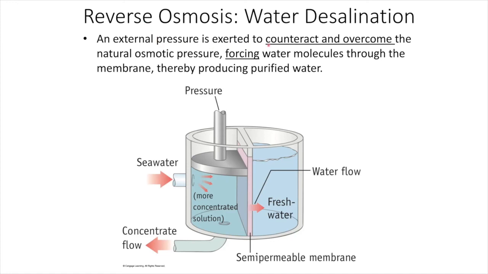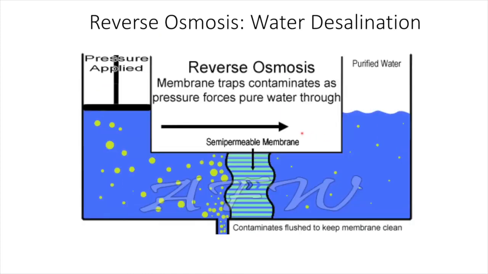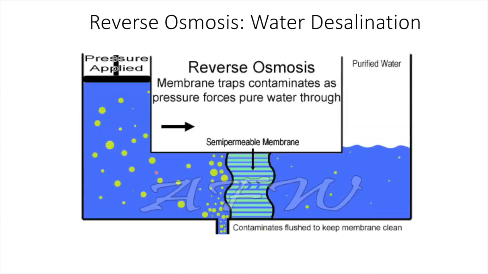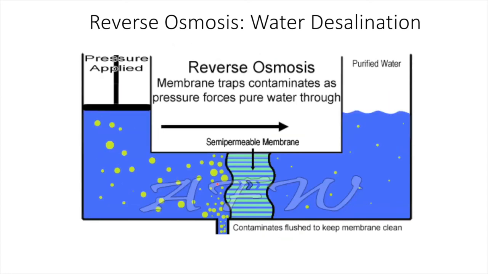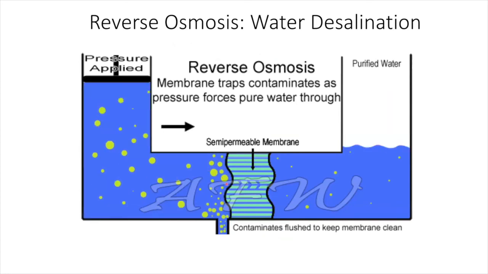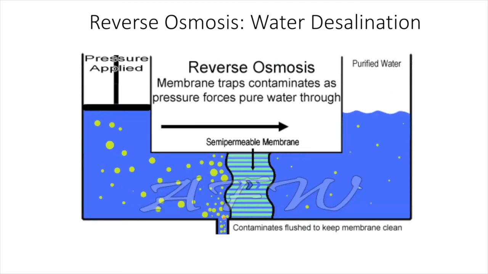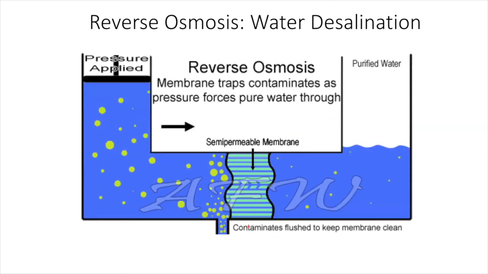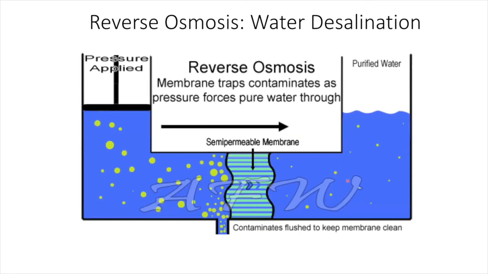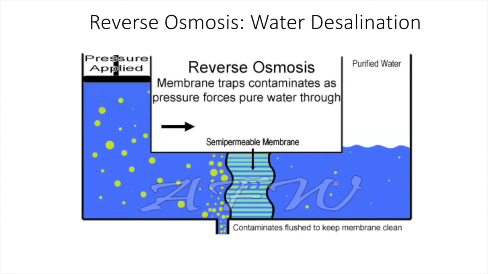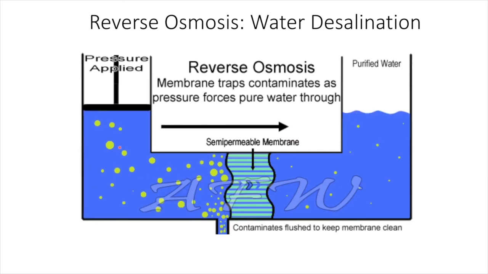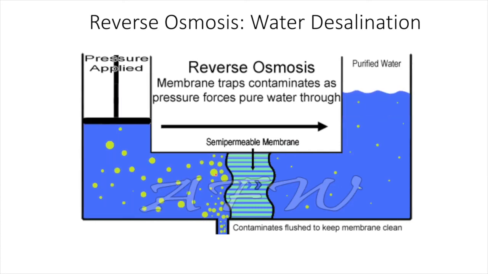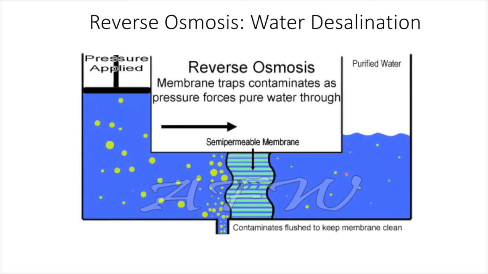An external pressure is exerted to counteract and overcome the natural osmotic pressure, forcing water molecules through the membrane, thereby producing purified water. And this again is just an animation of how that all works. So over here is like the seawater, all the yellow circles are the solute, and they just get concentrated and then pumped away as a really concentrated briny solution. And over here, it's never perfect, so that's why there are a few yellow circles. But in general, as we apply this pressure greater than the osmotic pressure, it concentrates the salt and pushes the pure water through the membrane.